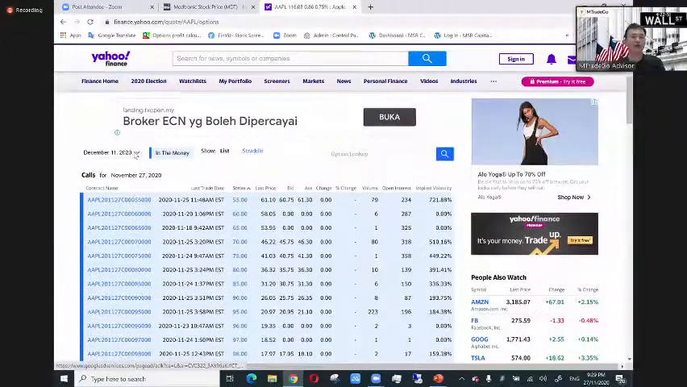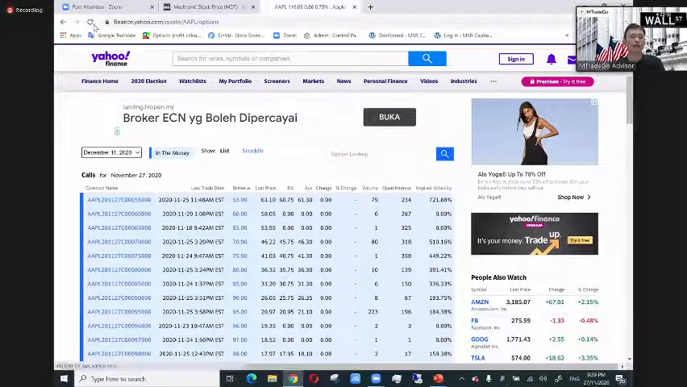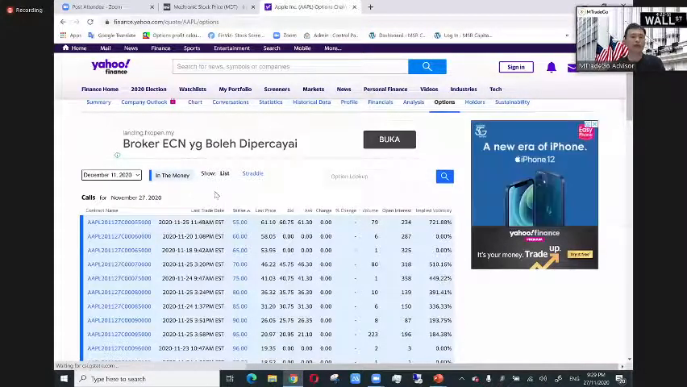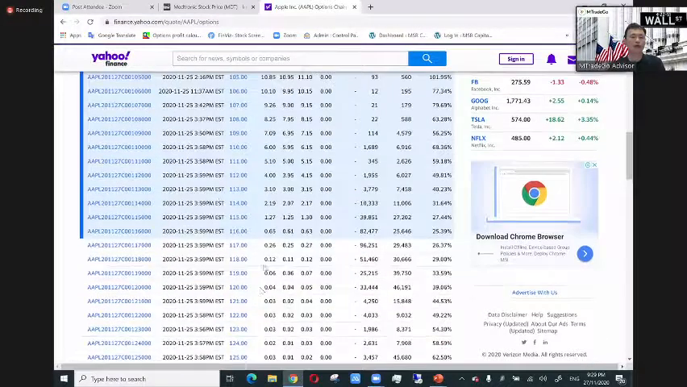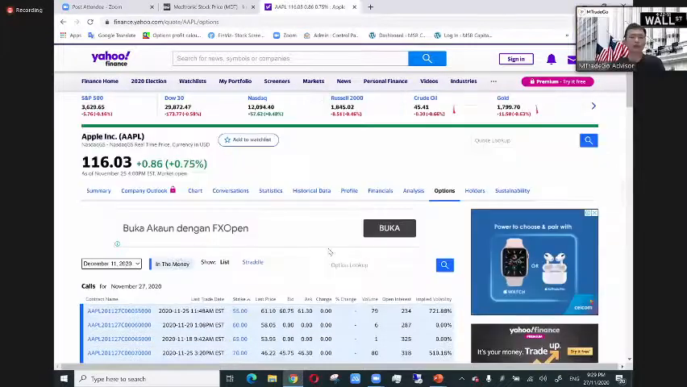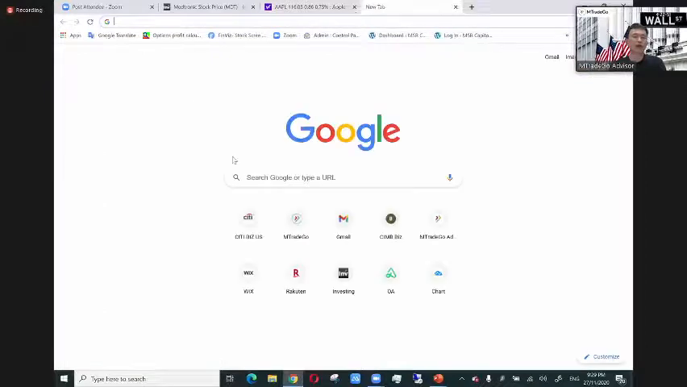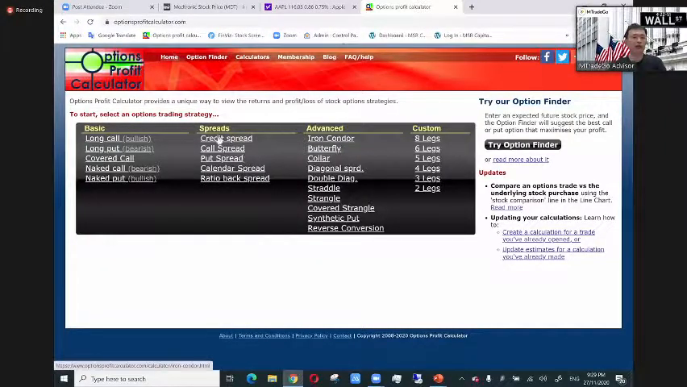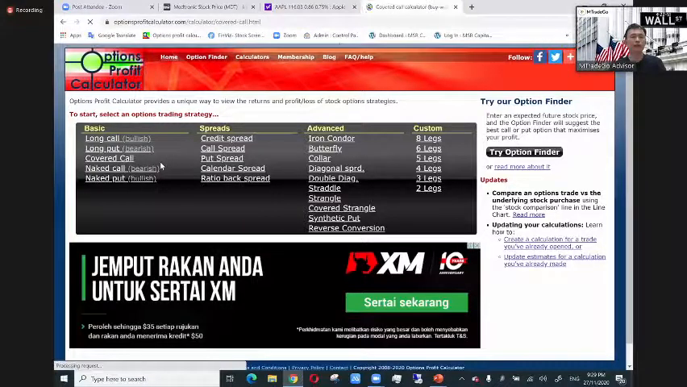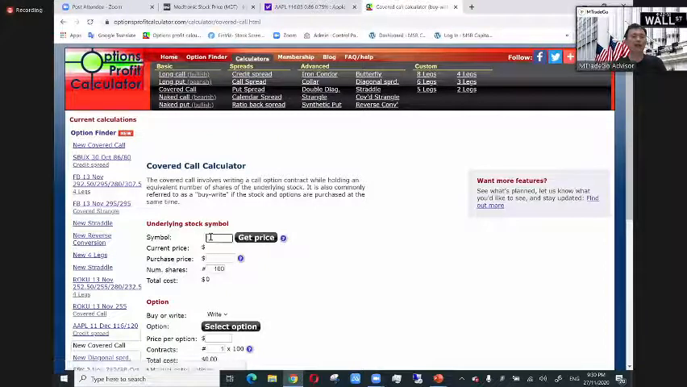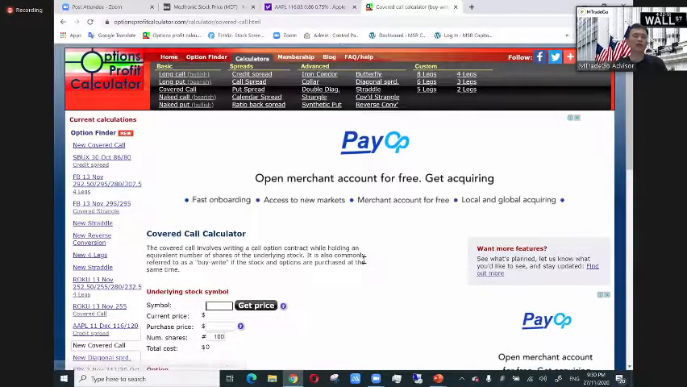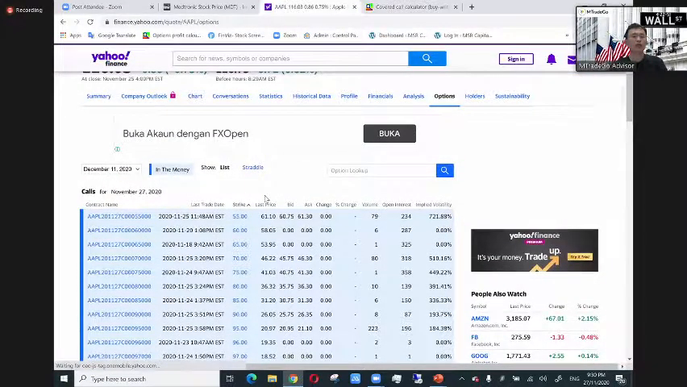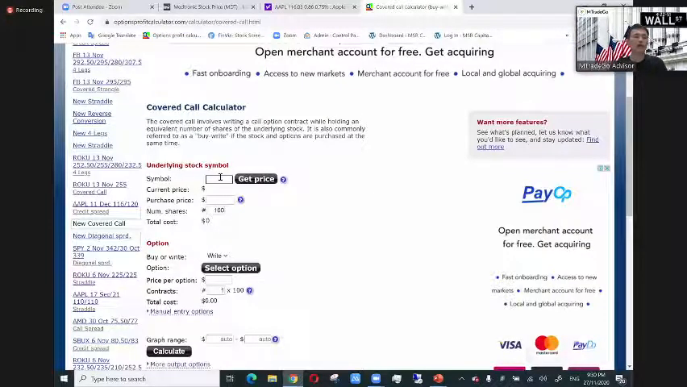So we look at the 11th now. This one hasn't refreshed, I think. Okay, 120. Why is it not updated? Never mind, we're using another, more complicated one. You see, directly you can use a covered call here. This one is much easier, but I don't want to use it because you guys won't use your head to do the calculation. Why is this thing not updated? Okay, we're using this one, AAPL.